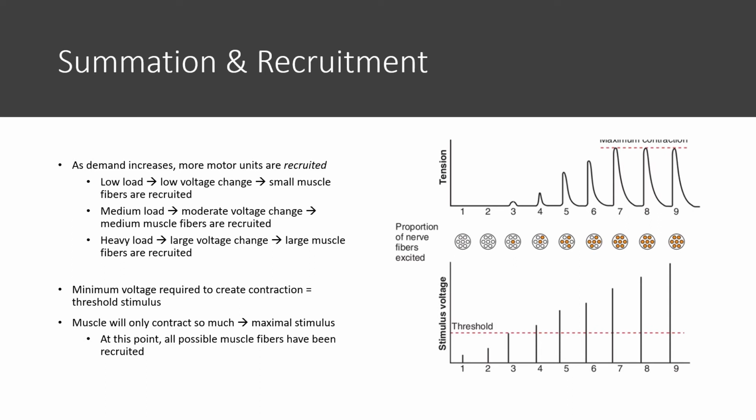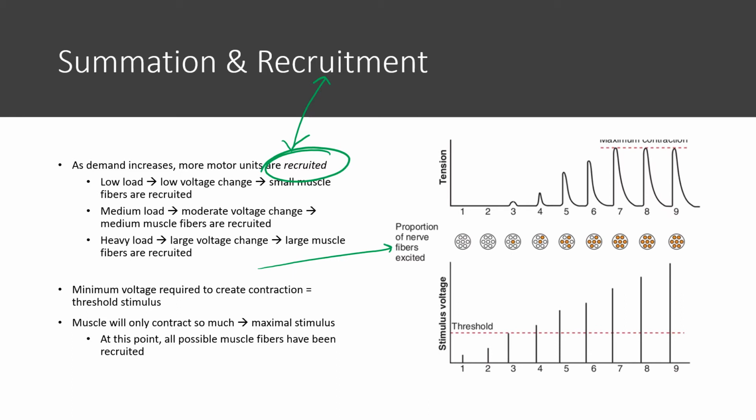A low load is going to recruit some of the muscle fibers, a medium load is going to recruit more of them, and a heavy load, like if you take your whole coffee mug, put it in your hand, and then lift your arm, bend your arm, that's going to require even more of a voltage change, and more muscle fibers are going to be called into action. This is called recruitment. The larger the load, the larger the voltage change exists to stimulate contraction, and the more nerve fibers are going to be excited to contract.